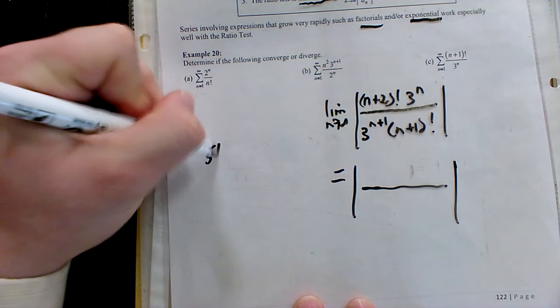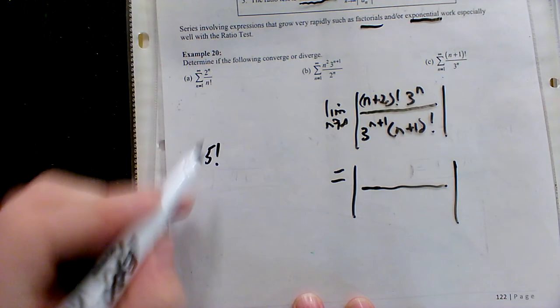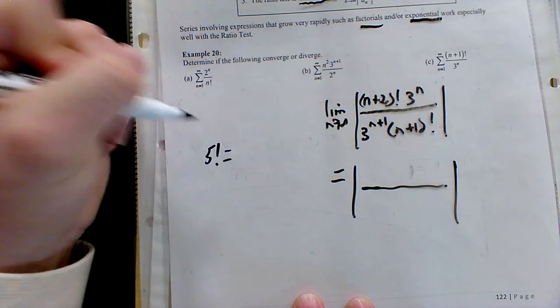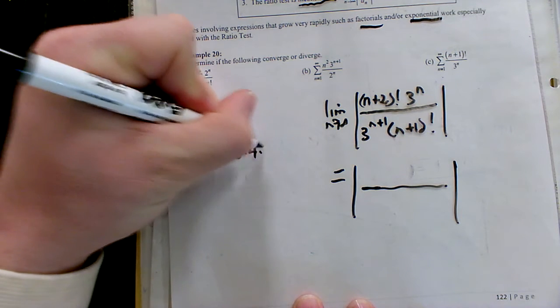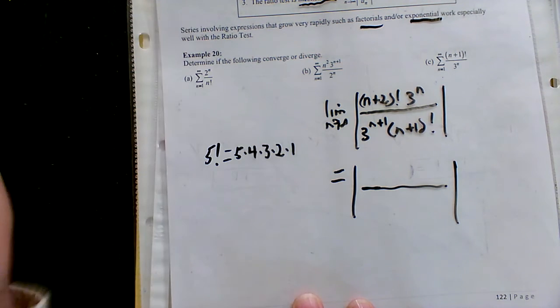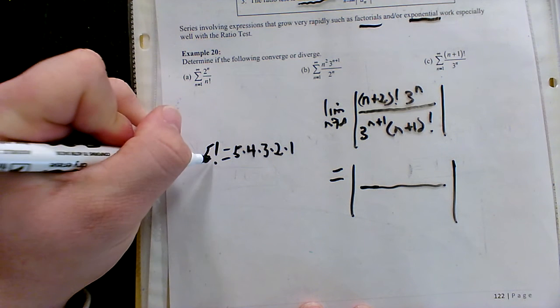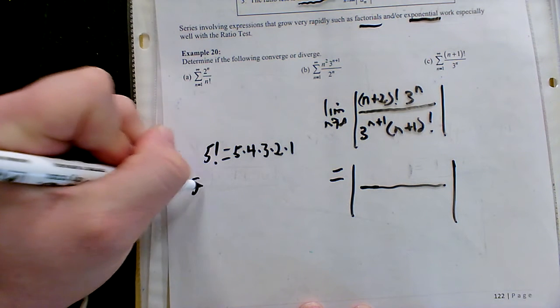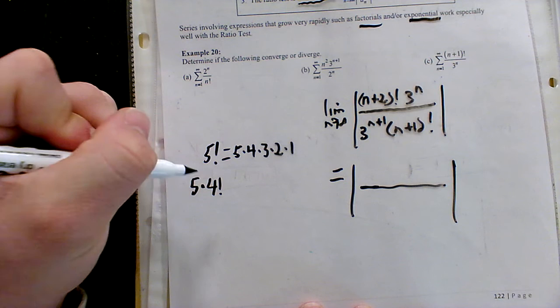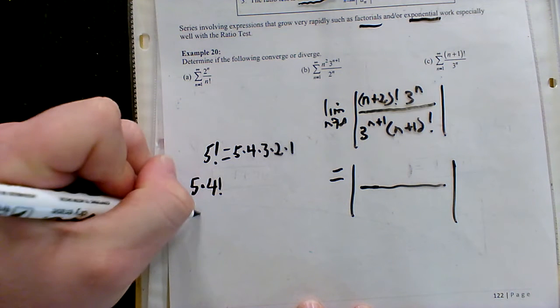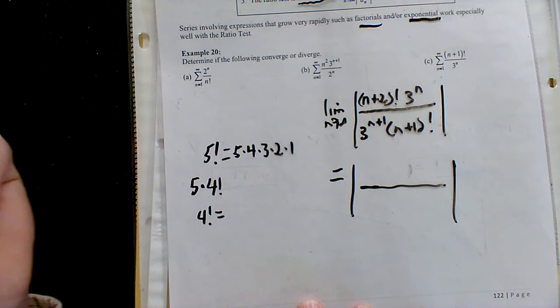Okay, so if you have 5 factorial, what is 5 factorial? Just like 5 times 4 times. Okay? We're okay with 5 factorial. If I change this, I can reduce this to 5 times 4 factorial. So before I write out what that is, what is 4 factorial?